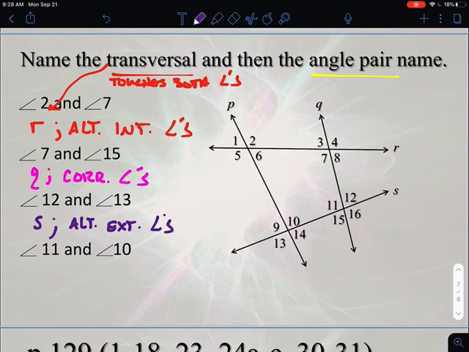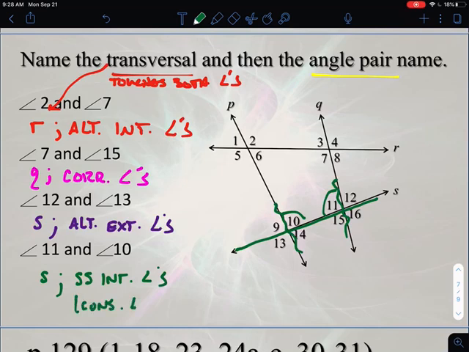Okay. The last one's 11 and 10. So if I'm looking at angle 11 and 10, here's 11 and 10. The only line that passes through both would be line S. So there's my transversal. And then they're both inside the two lines being cut, and so they're interior angles. And since they're on the same side of S, we just write same side interior angles. Or you might say consecutive interior angles. So either phrase would work, same side interior or consecutive interior.